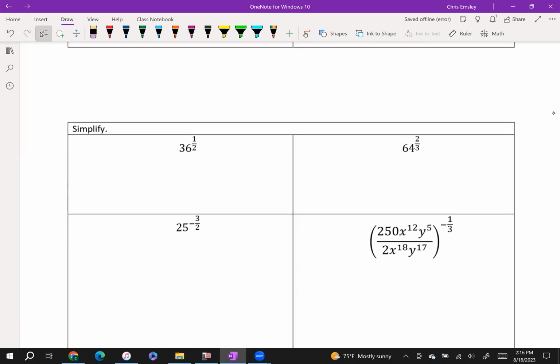So when you see a problem like 36 to the 1/2, that may seem confusing, but if you rewrite that as a radical, that's just the square root of 36, which is probably one you know in your head. 6 times 6 is 36.